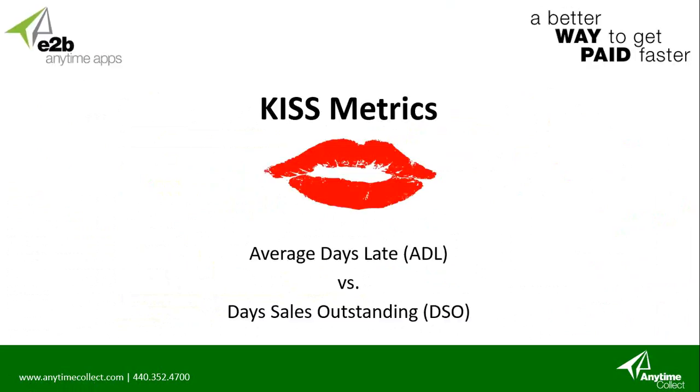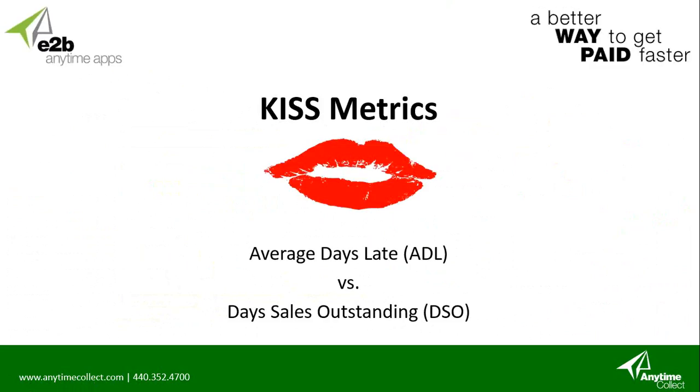Automated AR analytics and reports, and this one's pretty easy. I'm a big fan of the KISS principle, where I keep it simple, stupid. There's really two metrics that I like that tell me if I'm doing a good job in AR, and that's average days late or days sales outstanding. Now, I tend to like average days late better. I'm going to tell you why.